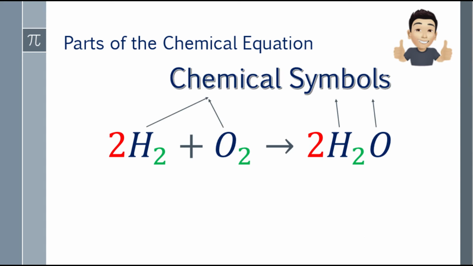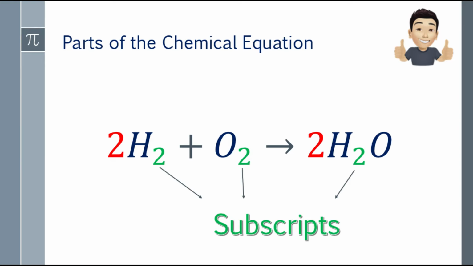Next, we have the chemical symbols. So, ito yung mga letters natin dun sa chemical equation. Mapansin mo, okay, we have the H and O. That stands for hydrogen and oxygen. And next one, we have the subscripts. Subscripts, yun yung number of atoms ng element.